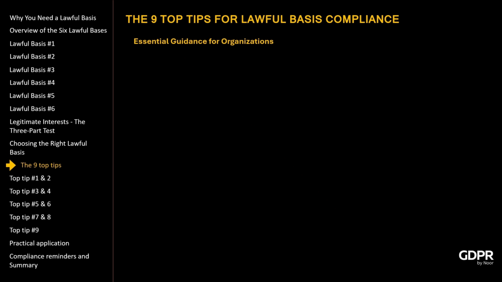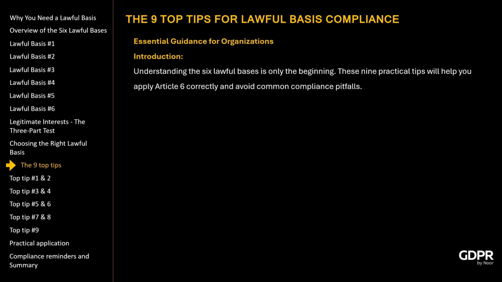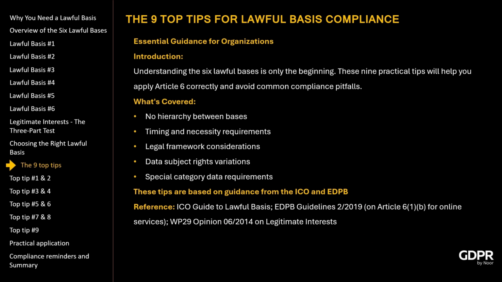Now that we have covered the six lawful bases under Article 6 GDPR, it's time to see how to apply them in practice. In the next section, we will go through 9 essential tips to help you use these lawful bases correctly in your organization. These tips are based on guidance from the UK Information Commissioner's Office and the European Data Protection Board, representing best practice across Europe and the UK. These tips will guide you on everything: choosing the right basis, understanding the legal test, knowing when special category data requires extra safeguards. Let's begin with Tip 1.